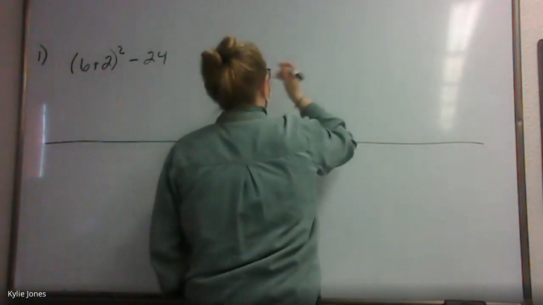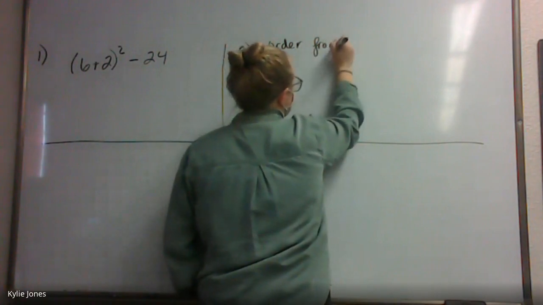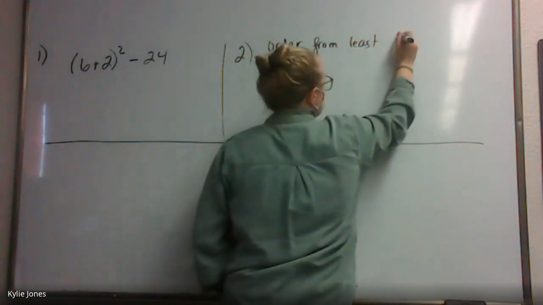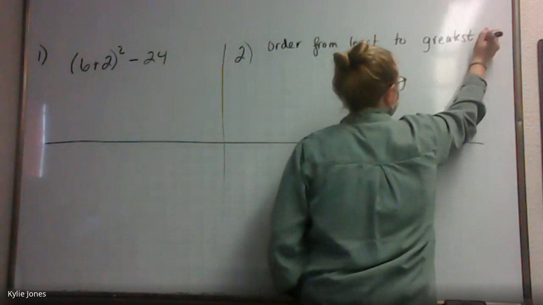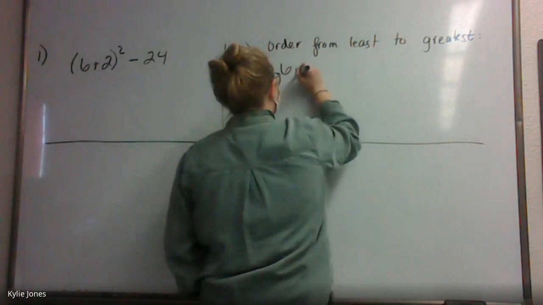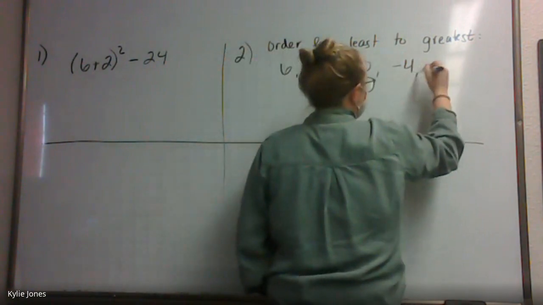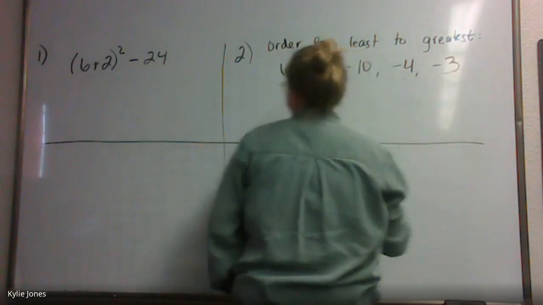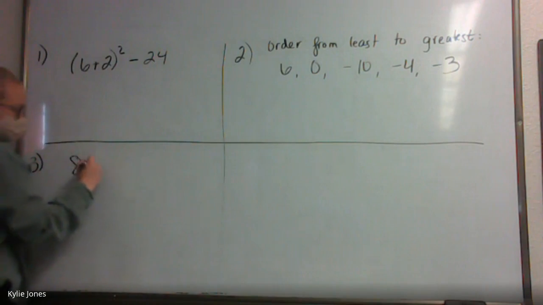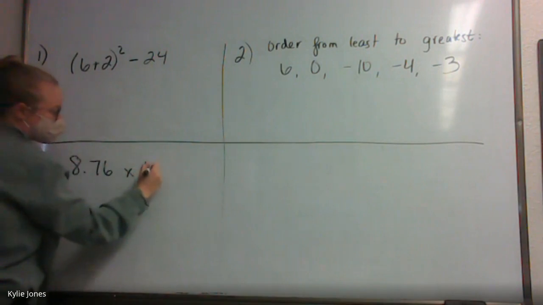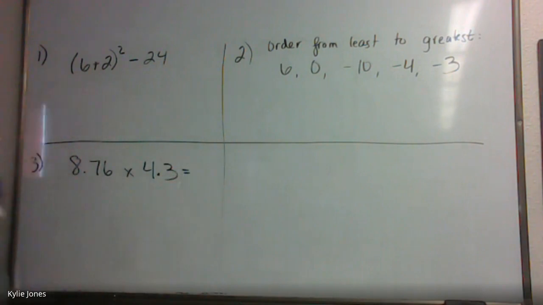Number 2, order from least to greatest. Let's do 6, 0, -10, -4, -3. Number 3, 8.76 times 4.3. I'm just making these up as we go.